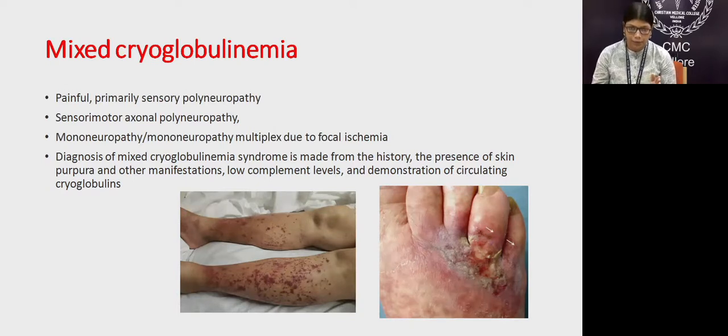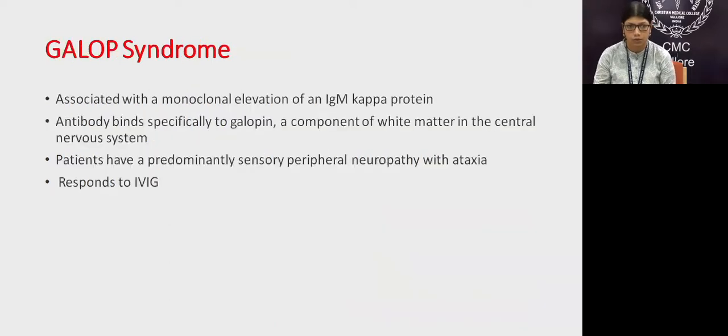Because by the time the patient presents to you, they might present as a symmetrical polyneuropathy, but we need to discern how exactly the weakness started. Then at presentation, we'll be able to discern whether it was a mononeuritis multiplex to start off with, and now it has become a symmetrical polyneuropathy, because eventually all the axonal loss will cause a symmetrical polyneuropathy involving both upper limbs and lower limbs. GALOP syndrome is a rare syndrome which responds to IVIG, with antibodies specifically to gallopin.